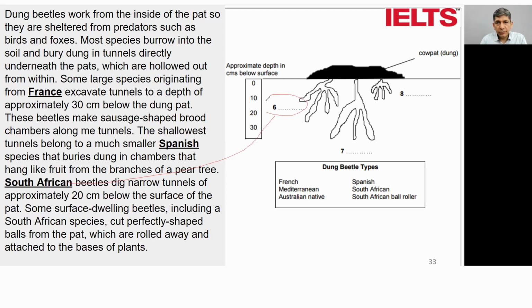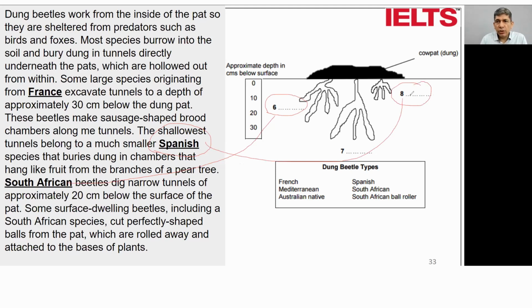All right, next one. No, I think I have made a mistake. Wait a second. Read it again. It's approximately 30 centimeters, I think. Wait a second, this is going to be a problem. Don't worry. Learn how to rule it out. Who makes the shortest tunnels? The shortest is the Spanish one. I think the eighth one is Spanish. So we simply pick this, go to eighth, and put them here.